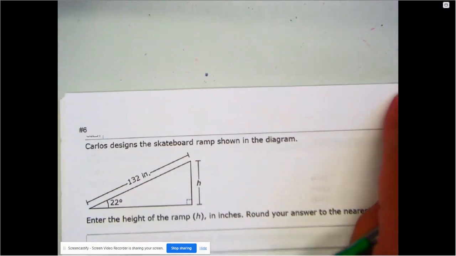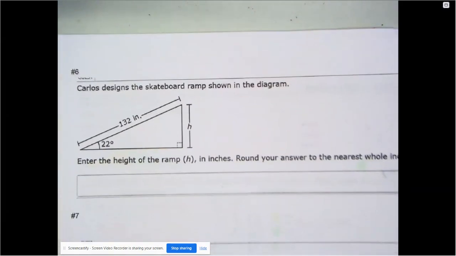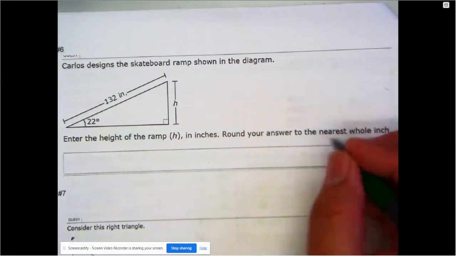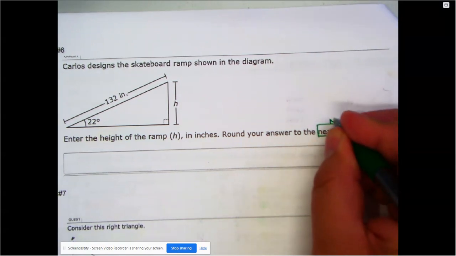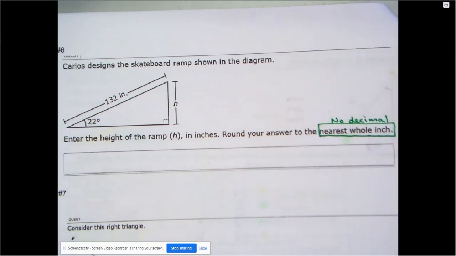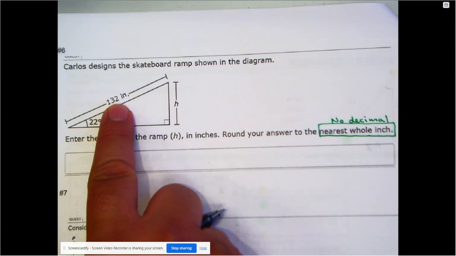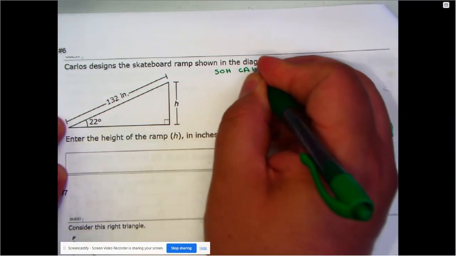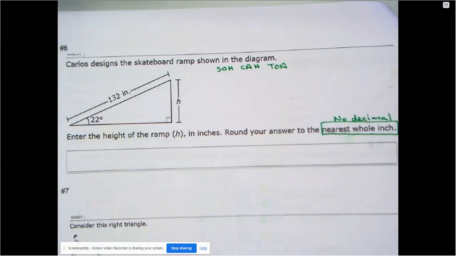And by looking at number 6, Carlos designs a skateboard ramp shown in the diagram. Enter the height of the ramp H in inches. Round your answer to the nearest whole inch, which means no decimal. Just give me a nice whole number. That's all they want. Well, they gave me an angle. They gave me a side. This is all SOHCAHTOA. And remember, you have to know how to spell the name out. You're not going to have a word wall during the test, during the SBAC.